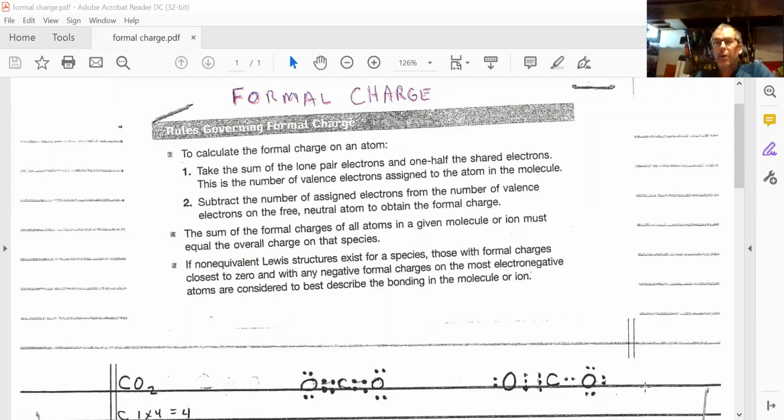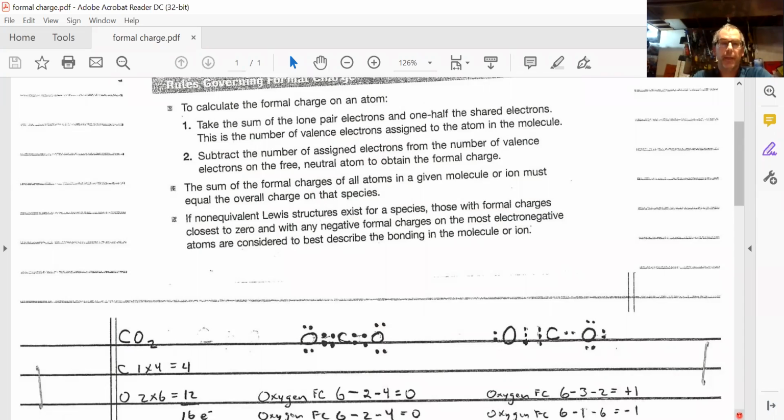In this video, we are going to look at formal charge, and I'm going to just grab some rules here to help us with that. Okay, I'm going to grab a marker and look at two examples of drawing a Lewis structure for CO2, carbon dioxide.